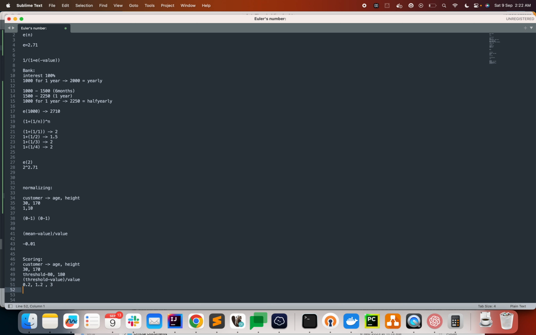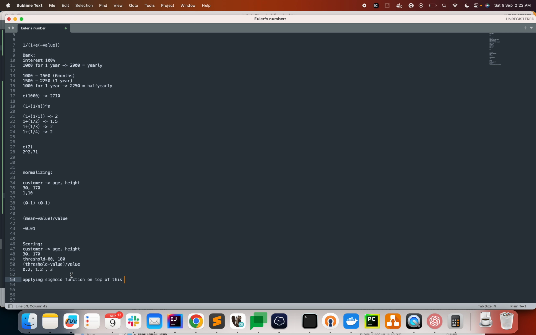So we might do one more step, which is applying the sigmoid function on top of this, to basically normalize to 0 to 1. Here there are chances it will go both above 1 and below 0, right? But this is strictly 0 to 1. For that we will be applying the sigmoid function.